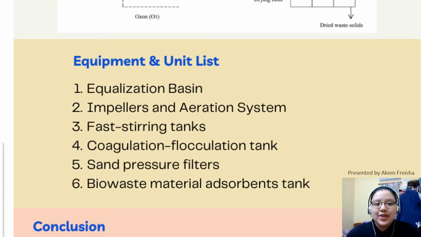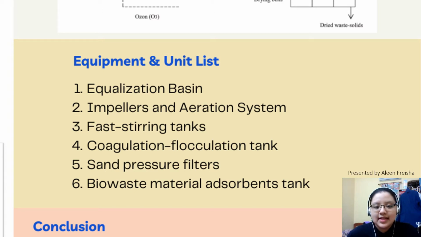The first unit we have from the wastewater treatment plant is the equalization basin, used to maintain consistent influent water flow by retaining high flow fluctuations. Next, impellers and aeration system, where air is pumped into the tank, which then adds oxygen to the water and promotes microbial growth in the wastewater.